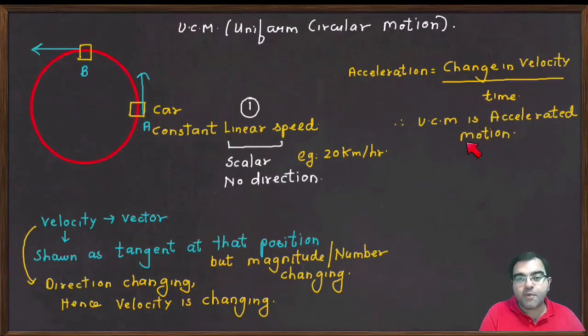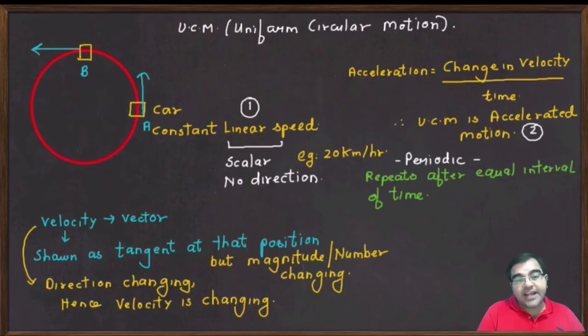So I have to remember two important points. Point number one, in uniform circular motion, you have constant linear speed. When I say constant linear speed, the speed of the vehicle is not going to change. It's fixed, it's 20 kilometers per hour. But the velocity is changing because the direction is changing. And how do you denote the direction of the velocity? You just denote the direction of the velocity by drawing a tangent. So the direction keeps on changing. Therefore, I say uniform circular motion is accelerated motion.